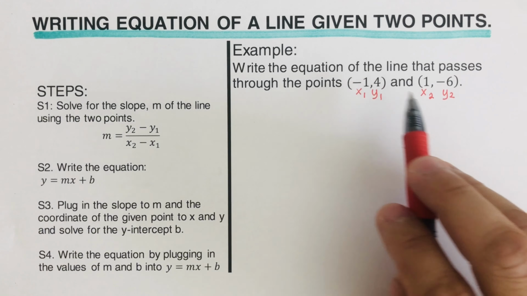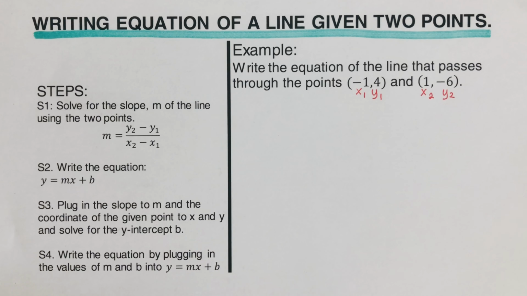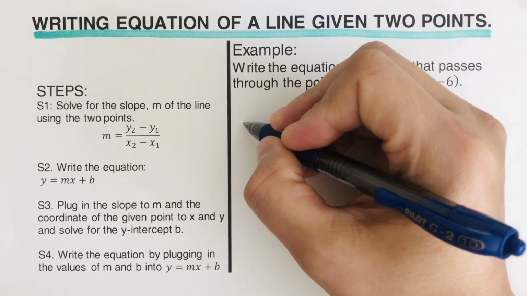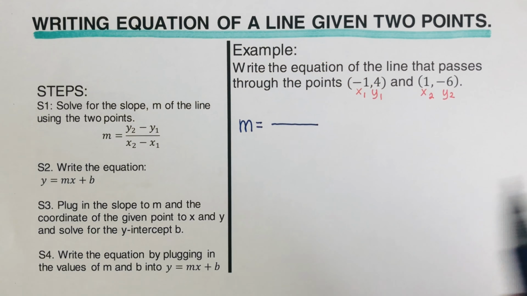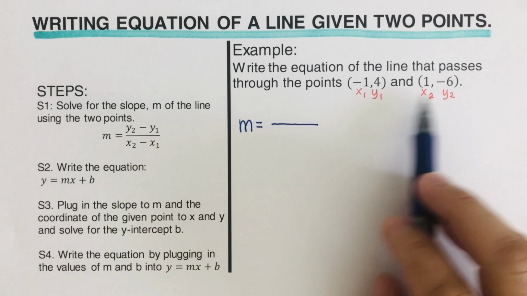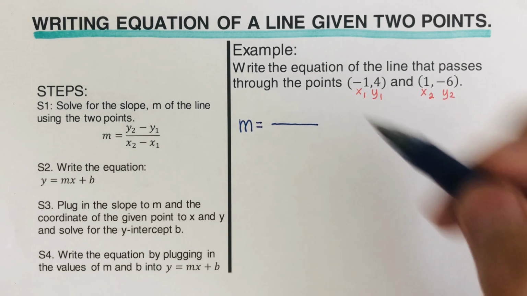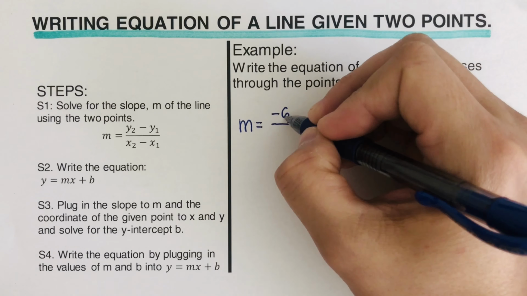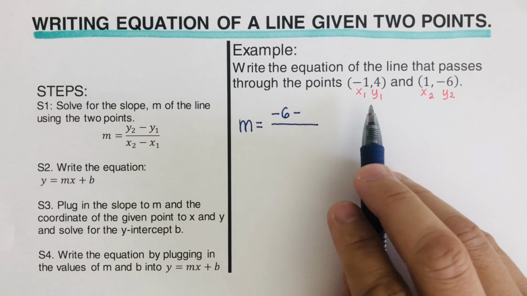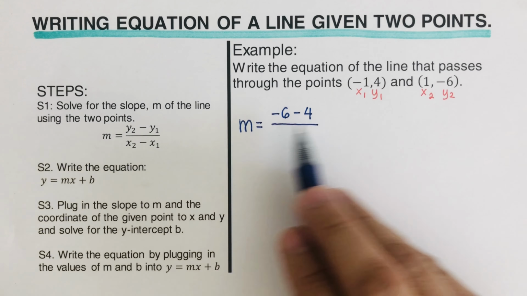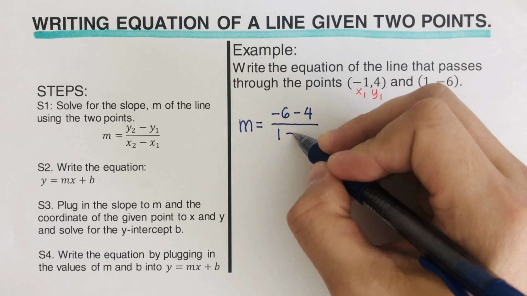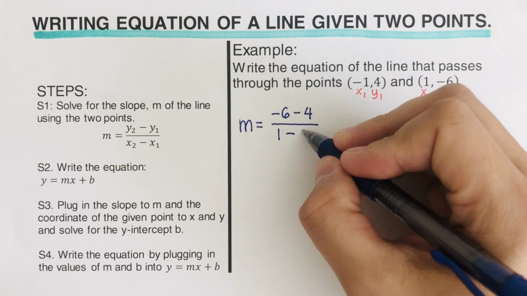From here, we jump into the first step. We're going to solve for the m, or the slope. So m is equal to, we plug in the values into the equation. Y sub 2 is -6, so I'm going to write -6 minus y sub 1, which is 4. I'm going to write 4. And then x sub 2, which is 1, and then minus x sub 1, which is -1.